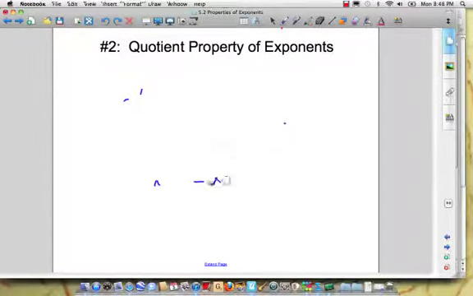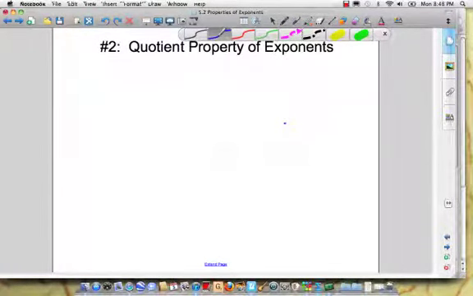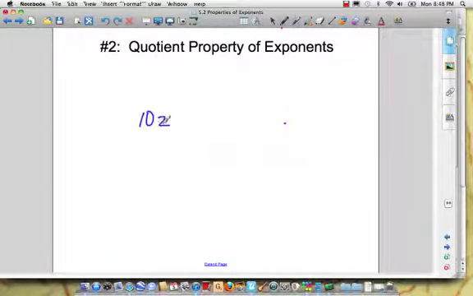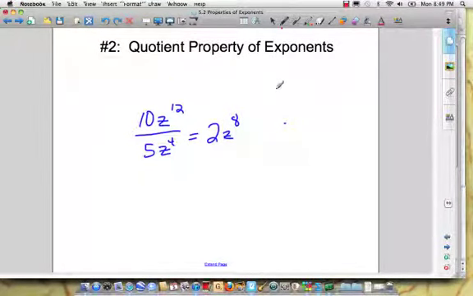Okay, so let's clean this up and look at a more sophisticated example. So suppose you had the following, 10z to the 12th over 5z to the 4th. Okay, well, 10 divided by 5 is 2. Z to the 12th divided by z to the 4th, same base. Notice I'm not going to divide 12 divided by 4. I'm going to subtract 12 minus 4 and get 8.